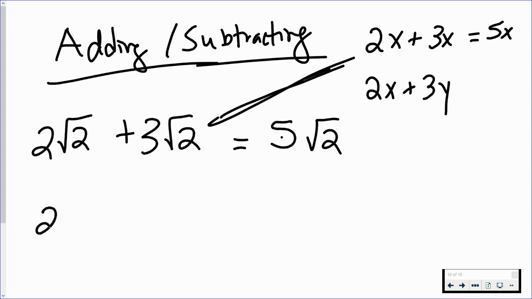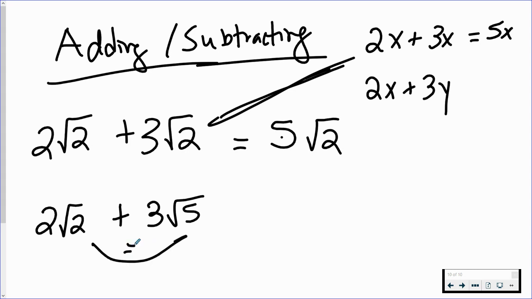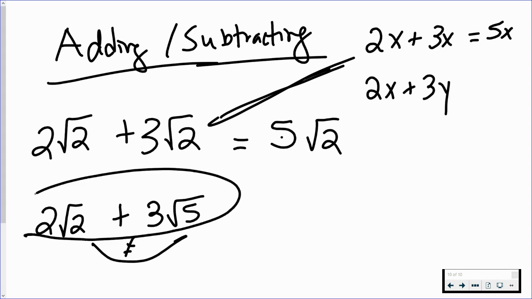Now, if we have different square roots, we cannot combine them. Let's say you have, again, 2 square roots of 2, but this time we have 3 square roots of 5. Notice that these are not the same square root, so we can't combine these. If we had this expression, this is how we would leave it because we can't do anything. Please be careful about this. This is one of the biggest mistakes that I see. People will combine these when they don't have the same square root.